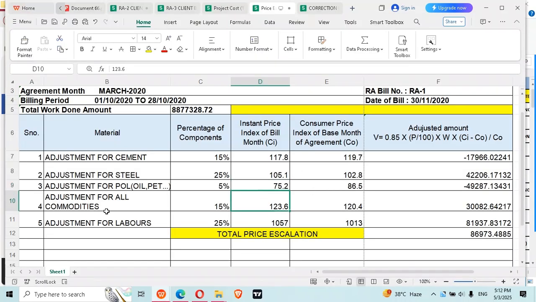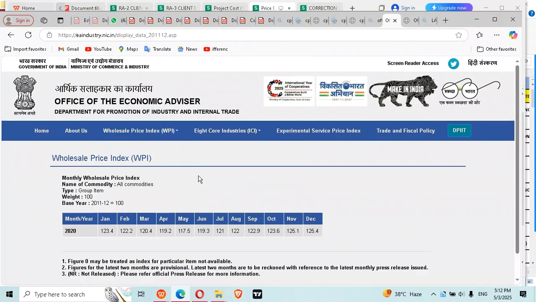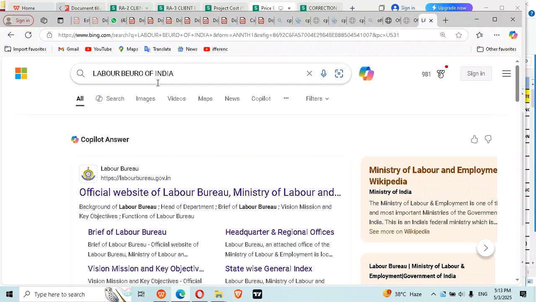Then I'm coming to all other commodities. So I'm coming to the website here. Just write here all other commodities. So we can come all commodities and just click here. Look, this is our agreement month. So this is the price of CO and this is CI. It is very simple. CO, CI. Then we are coming to adjustment for labors. So for this we need another website, that is Labor Bureau of India.